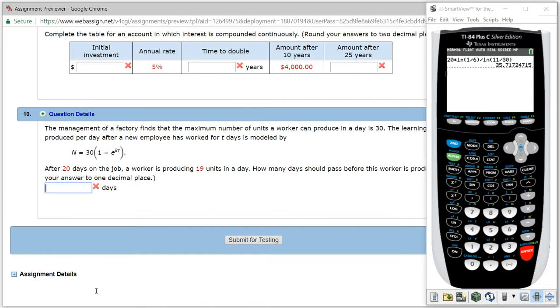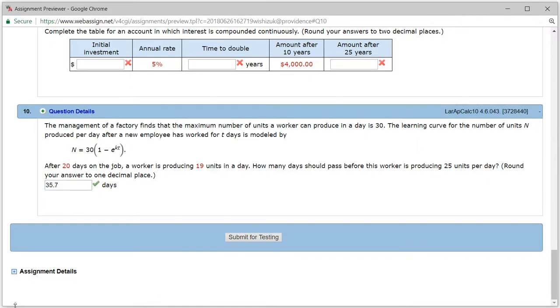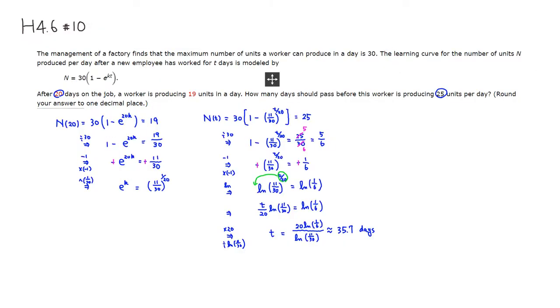Let's type it in. Oh, not here. 35.7. Let's check the answer. Submit for testing. It came back and looks like we got this one correctly. That's it. I hope that this was clear.